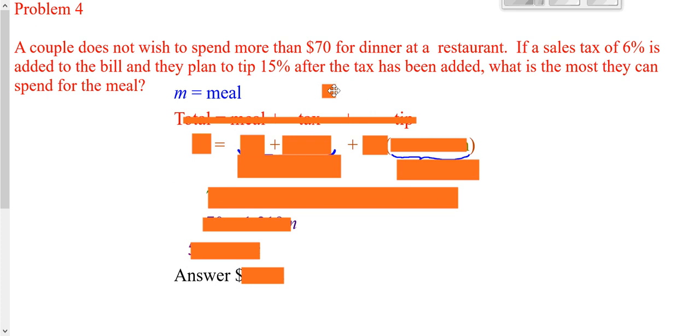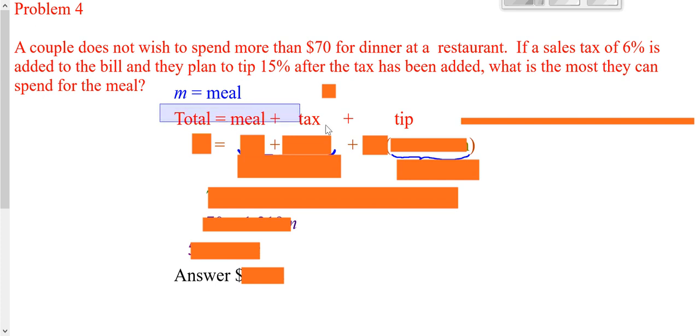Now, the total amount they spend is really made up of three parts. It's made up of the meal, the tax, and the tip. This is our basic equation that we're going to use. All we have to do now is fill stuff in. We know our total is $70. We know our meal price, we're saying, is M.